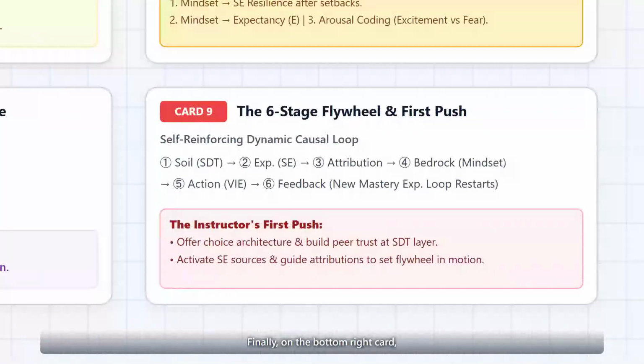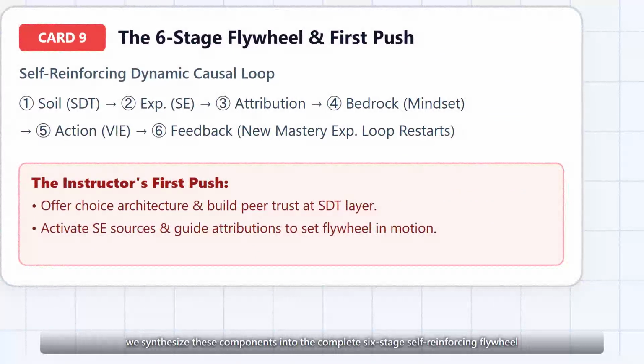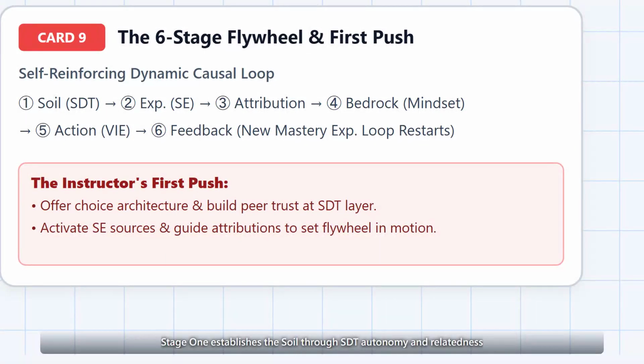Finally, on the bottom right card, we synthesize these components into the complete six-stage self-reinforcing flywheel model. Stage 1 establishes the soil through SDT autonomy and relatedness in classroom design. Stage 2 yields experience as students accumulate mastery, vicarious, and verbal efficacy accomplishments. Stage 3 applies interpretation, where structured attribution channels outcomes into effort and strategy.